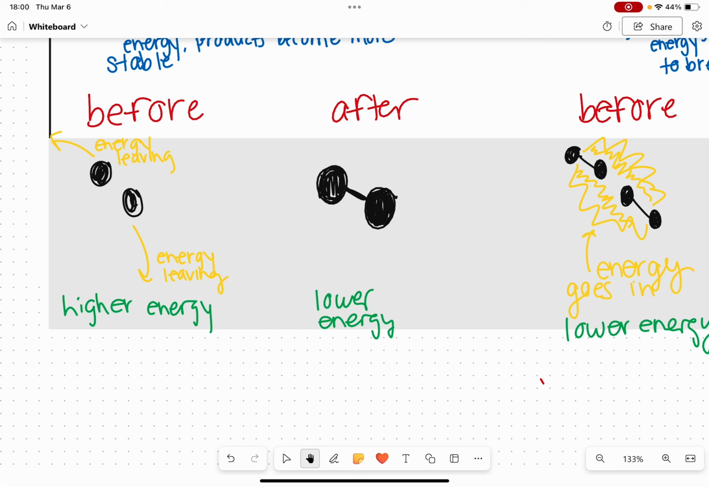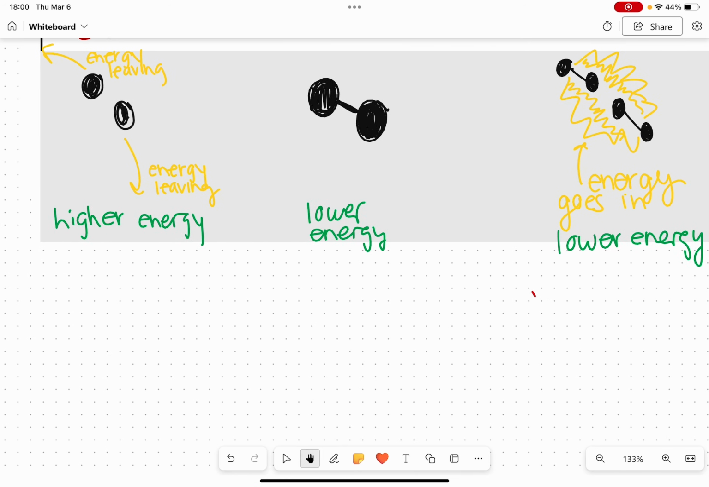So energy leaves, and then after they are bonded together, they have a higher energy before, after they have a lower energy. And that looks like our exothermic graph, right? If we were to graph that, it would look like this, which we know is releasing energy. So at the end of the reaction, there's less energy than at the beginning. So having a higher energy before and a lower energy after makes sense when you form bonds, because the energy is leaving.